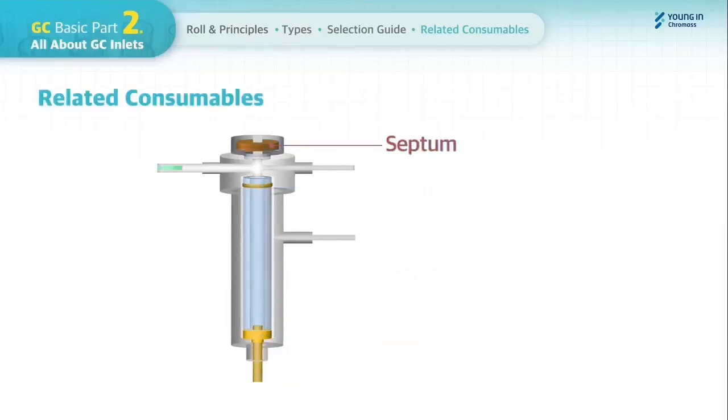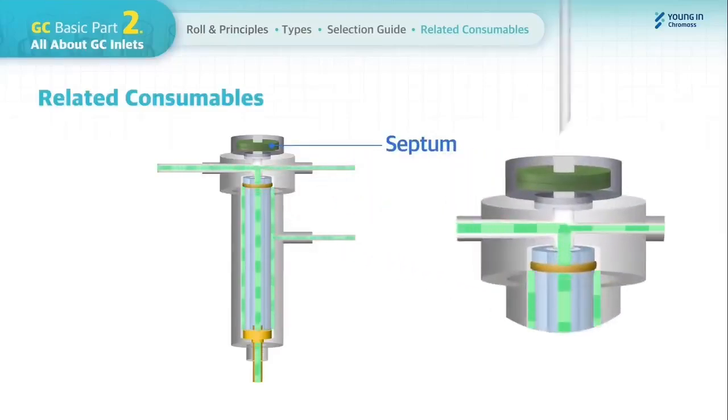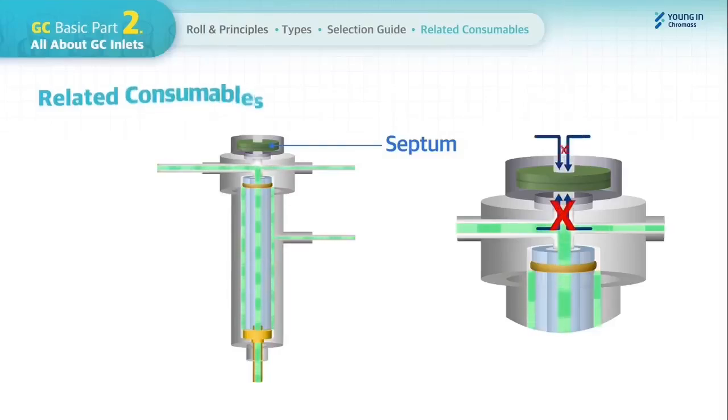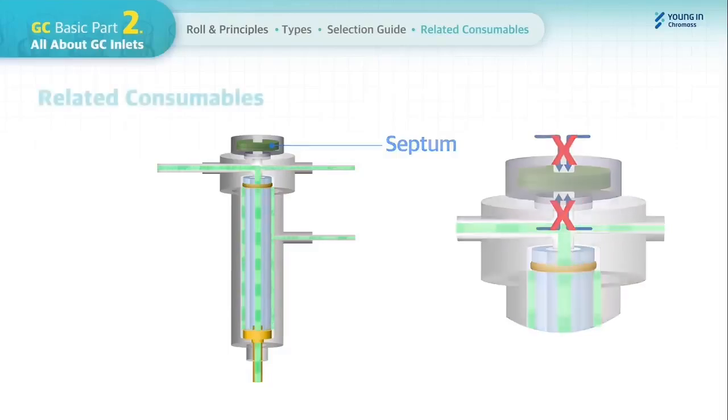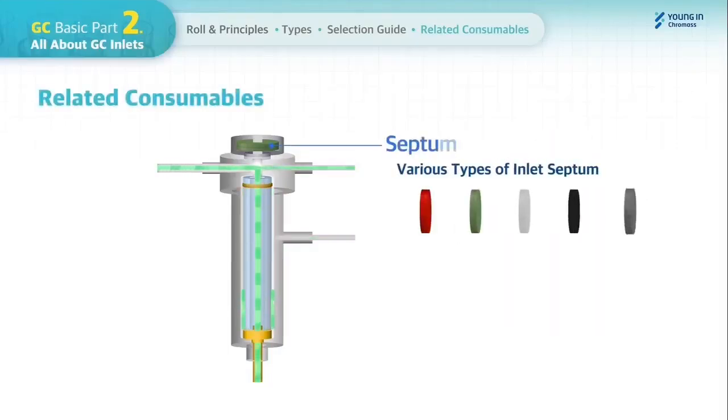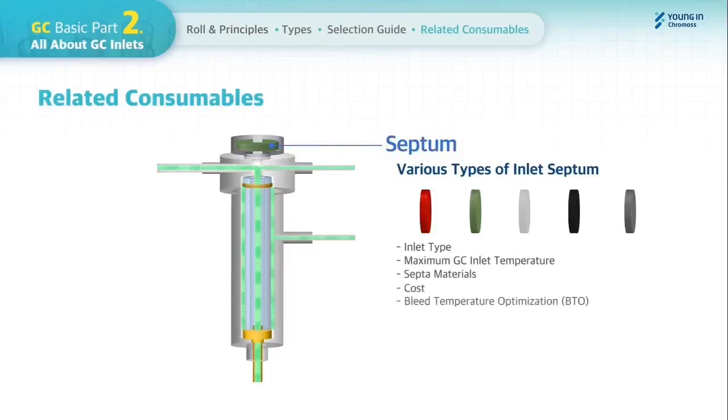A septum is a thin piece of silicone rubber or similar material located at the top of the GC inlet. A septum provides a complete sealing between the sample injection and carrier gas flow and prevents contamination of the inlet from outside. There are various types of inlet septum depending on the inlet and several parameters, which are the maximum GC inlet temperature, septum material, cost, bleed temperature optimization, long life, and the septum diameter.